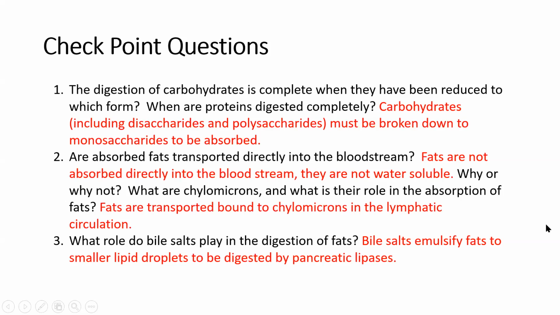Question 3, what role do bile salts play in the digestion of fats? Bile salts emulsify fats, so they break those big fat globules into small lipid droplets so that the pancreatic lipase can then come and begin to break down, digest those fats. So the process of emulsification is actually not digestion, right? That's just breaking them down.